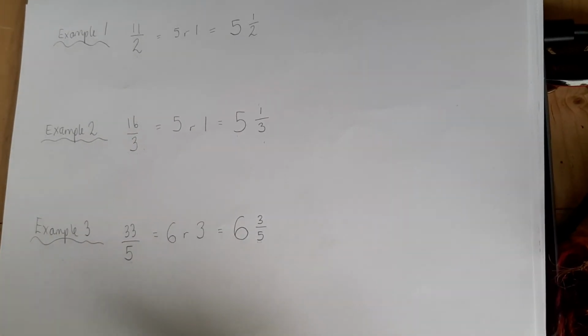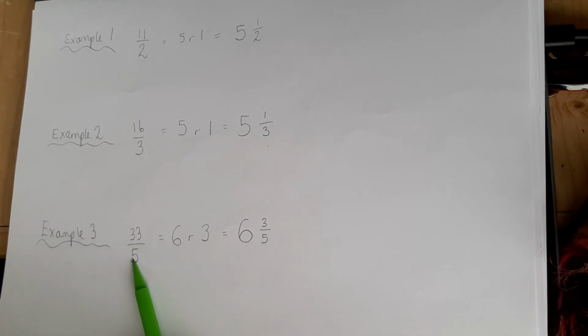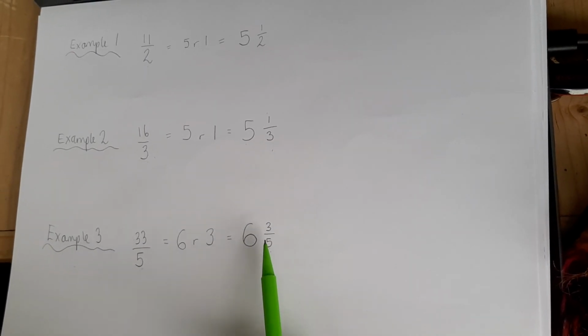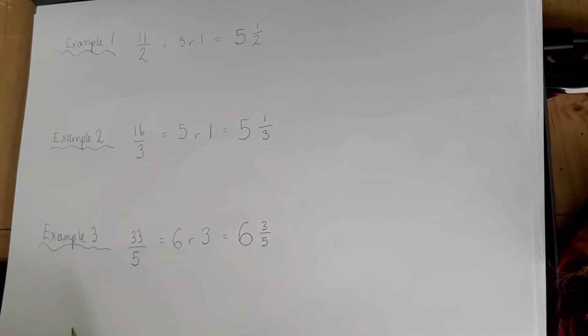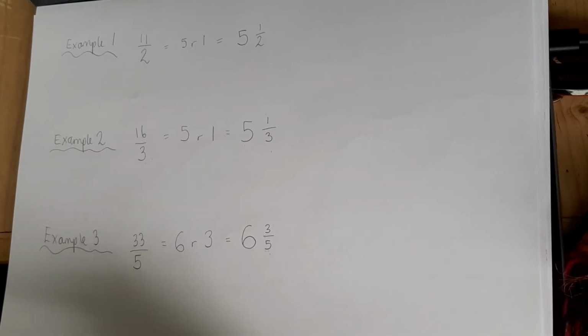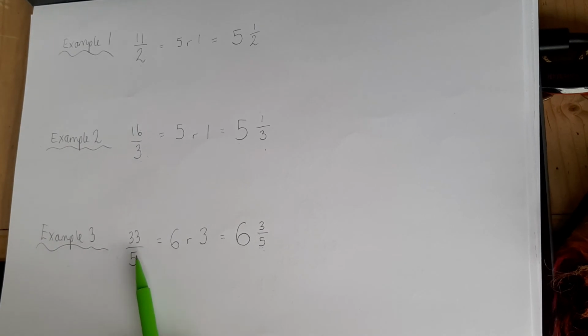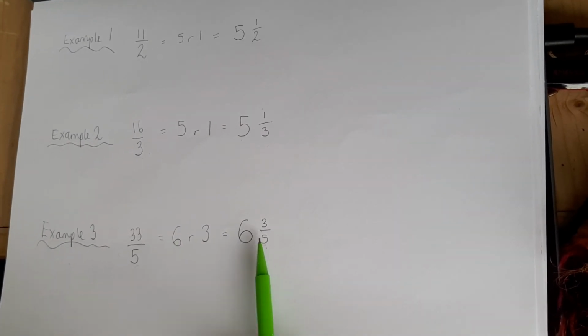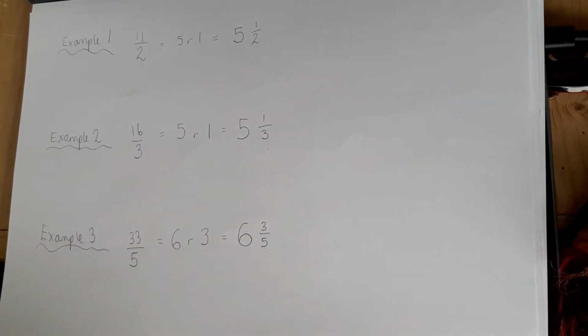Now again, like I said last week, 33 over 5 and 6 3/5, they're actually the same number. They're just written in different ways. That's all that it is. And you need to be able to write fractions both as an improper fraction and as a mixed number, but they mean exactly the same number.